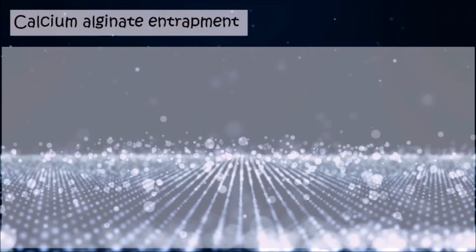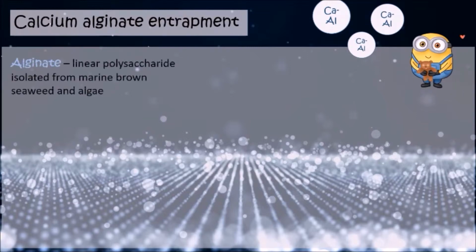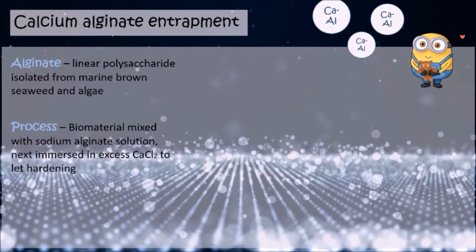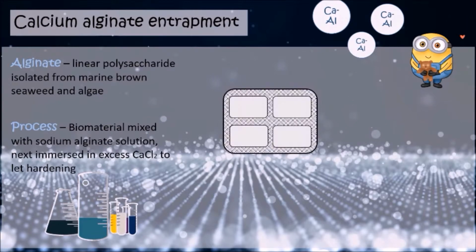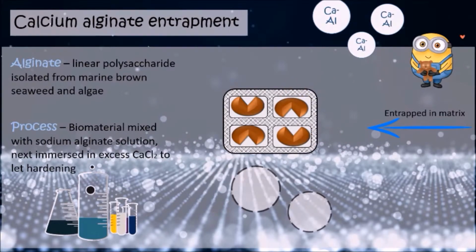This shows an example of entrapment of enzyme using calcium alginate. Alginate is a linear polysaccharide isolated from marine brown seaweed and algae. The process involves mixing the biomaterial, which is the enzyme, with sodium alginate solution and then immersing it in excess calcium chloride for hardening. The enzymes will be entrapped within the calcium alginate matrix, or entrapped in the calcium alginate droplet.